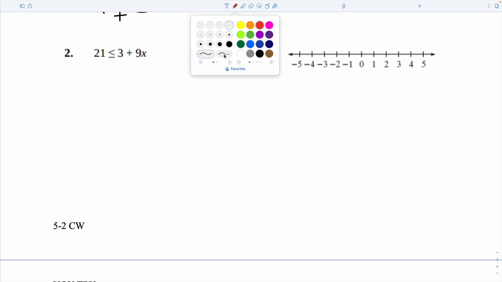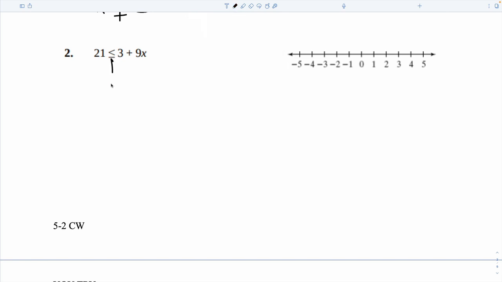First step, Logan, what do I do? Well, first, since the 3 is farther from the x, you would minus 3 on both sides, and then you bring the 9 down, 9x, and 21 minus 3 would be 18. Great. Sean, what do I do for my second step?